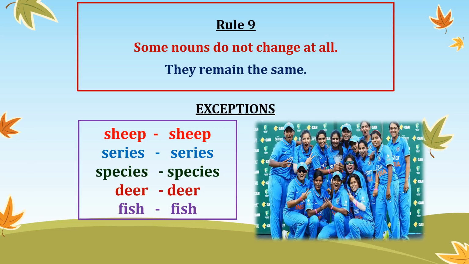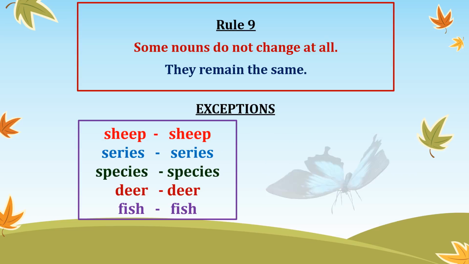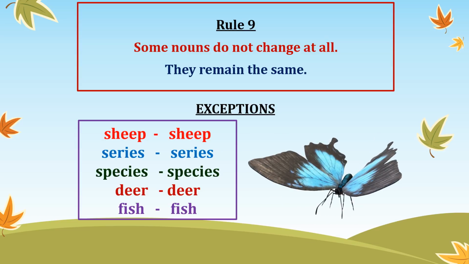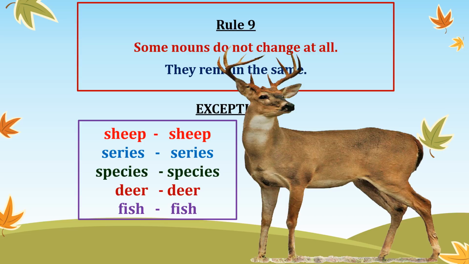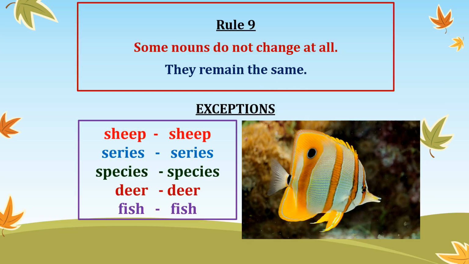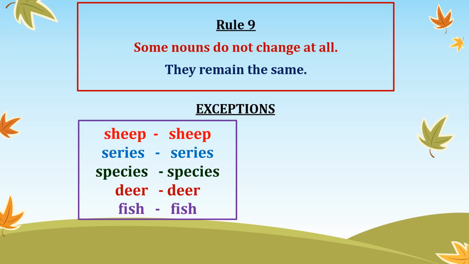Series. Again it remains the same. It does not change. It remains as series. Species do not change. In plural also, they are known as species. One deer is a deer, and more than one also remains the same, deer. One fish is a fish, and more than one also fish. So all these nouns do not change at all. They remain the same.